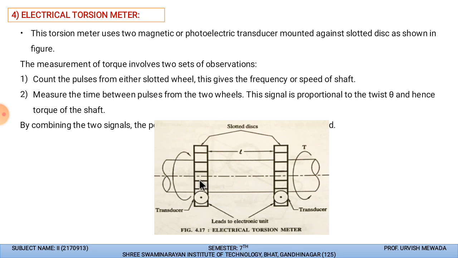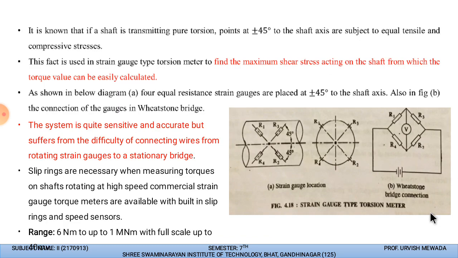And we can pass these pulses or electrical output to a further unit for clear measurement or a display unit, so that if the signal has a low value, it can be amplified and projected on the LCD display, on which we can measure the torque using this electrical torsion meter. Now let us discuss the fifth type, the strain gauge torsion meter.